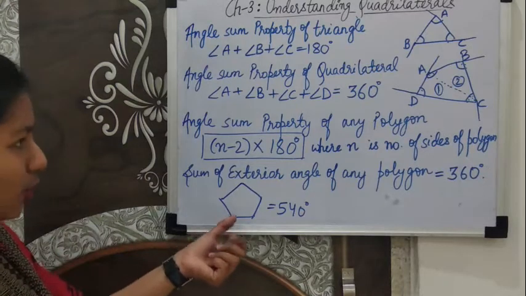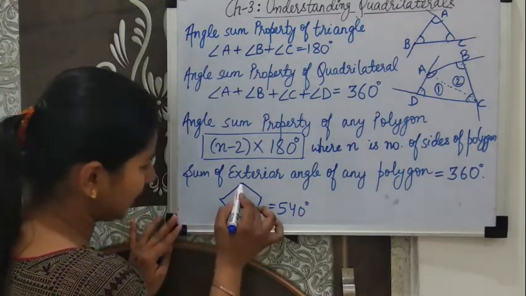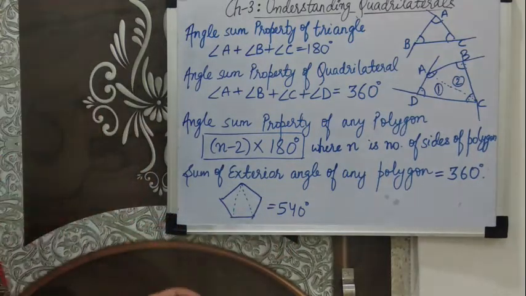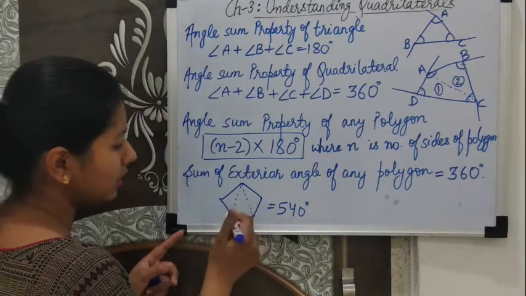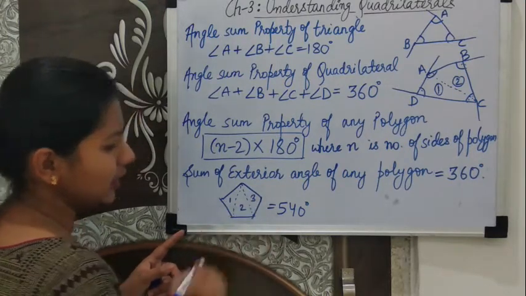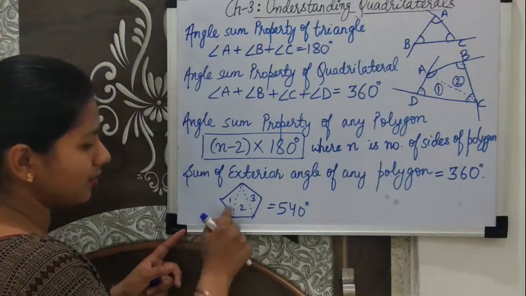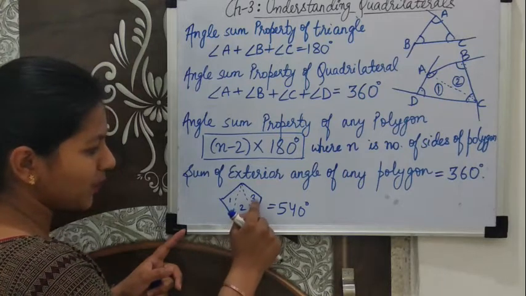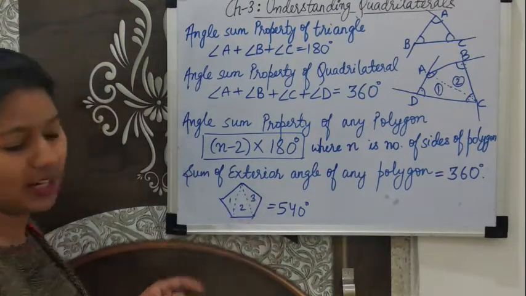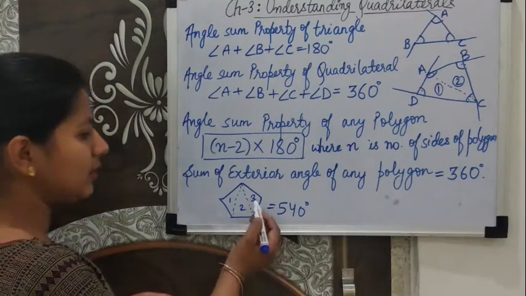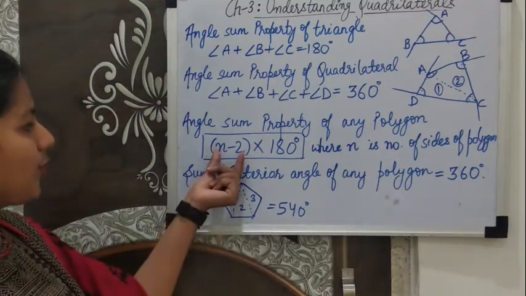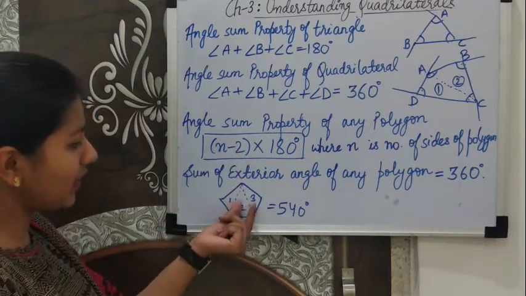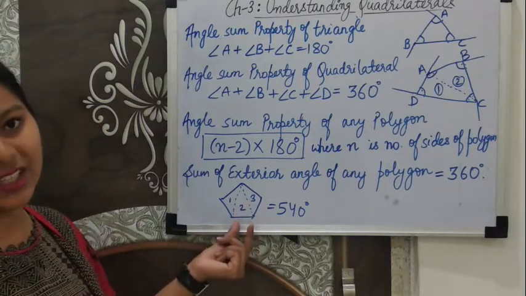How can we show it practically? Like see, I can divide the pentagon into how many triangles? 3: 1, 2 and 3. This triangle will also have a sum of all angles 180. This triangle will also have a sum of all angles 180. Similarly, this triangle will also have a sum of all angles 180. So definitely again it will be 180 into 3. So this formula, n minus 2, actually gives the number of triangles formed in a given polygon.